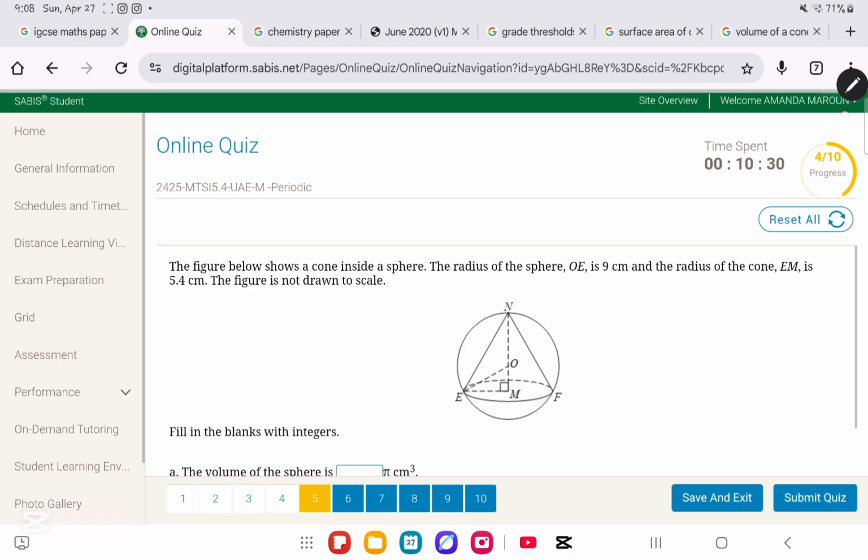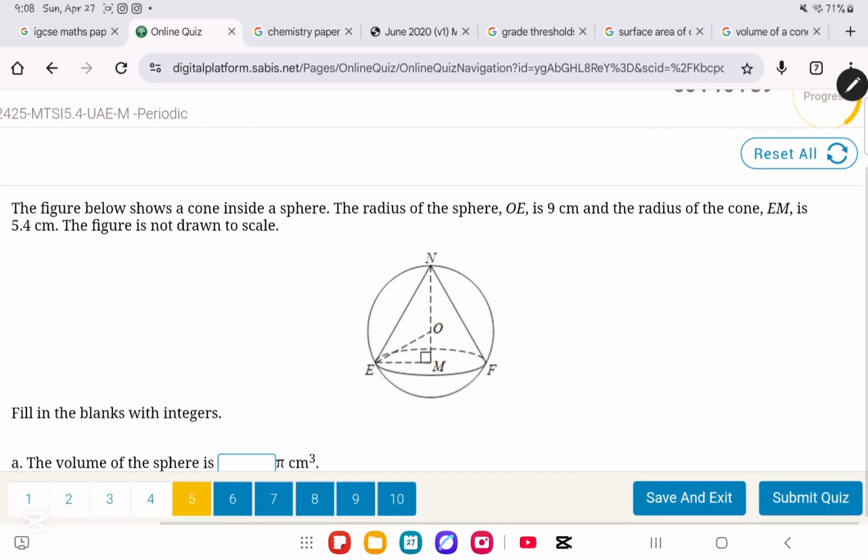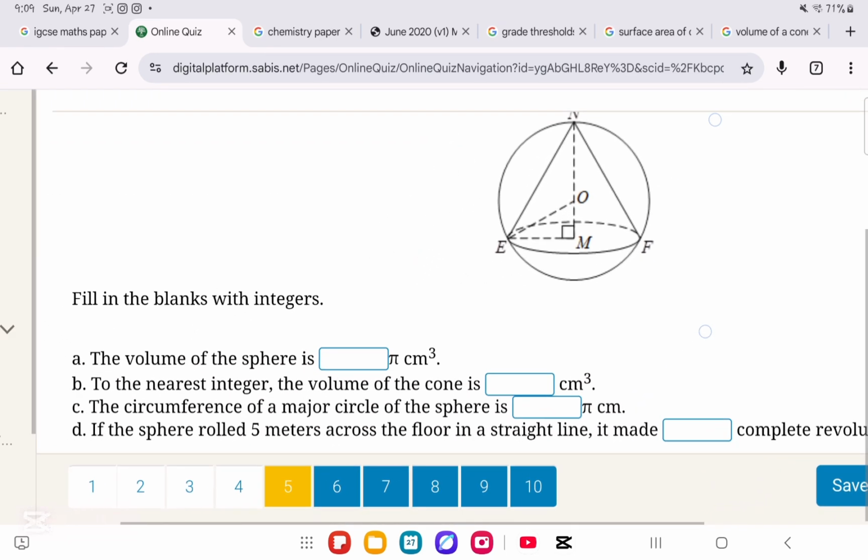We move on to question number 5. In question number 5, they said the figure below shows a cone inside a sphere. The radius of the sphere OE is 9 centimeters and the radius of the cone EM is 5.4 centimeters. The figure is not drawn to scale. They want to find the volume of the sphere.